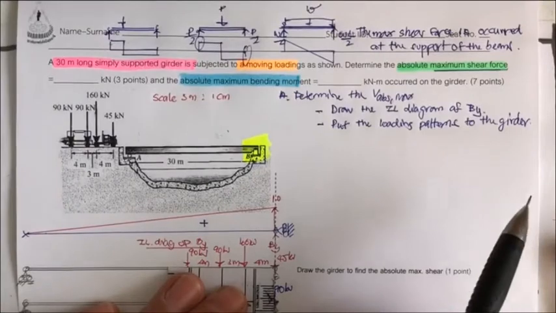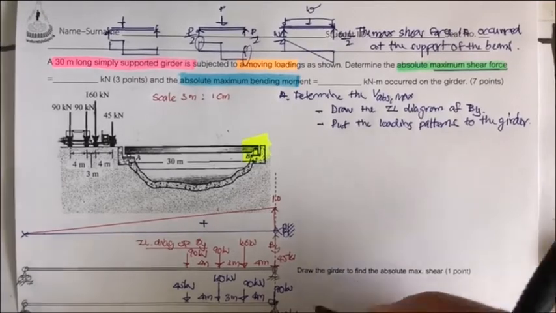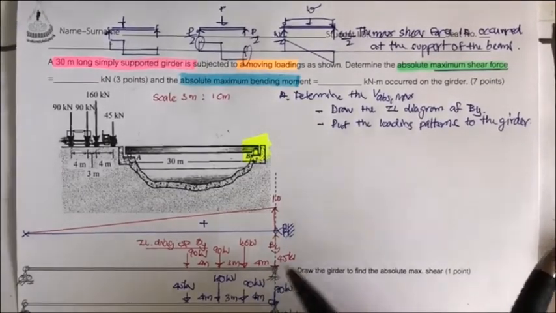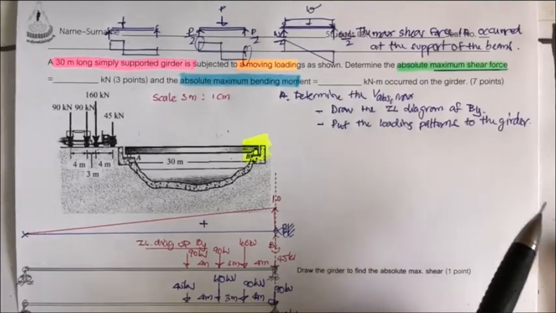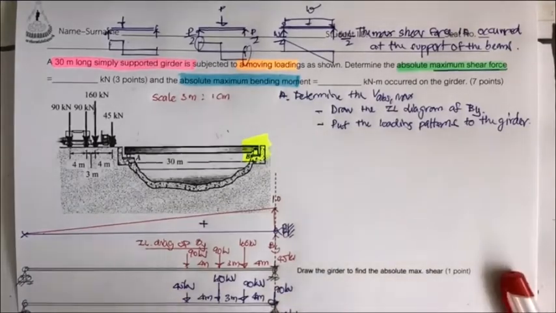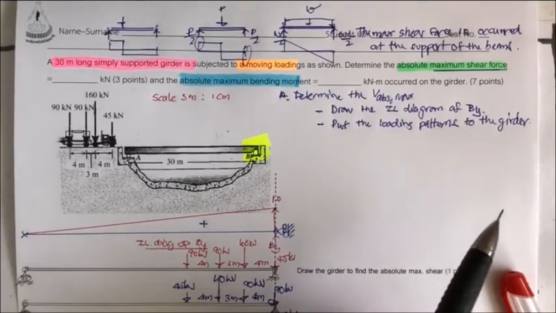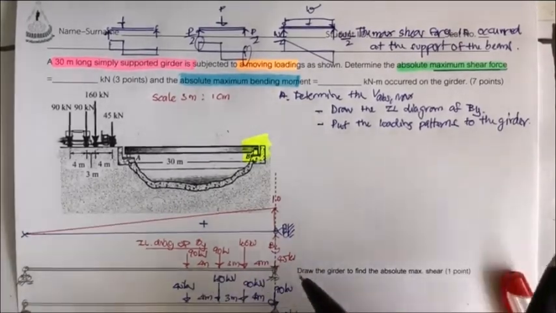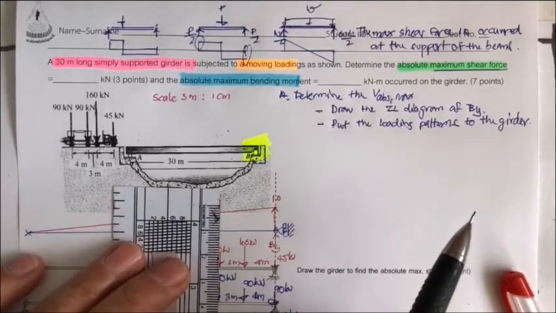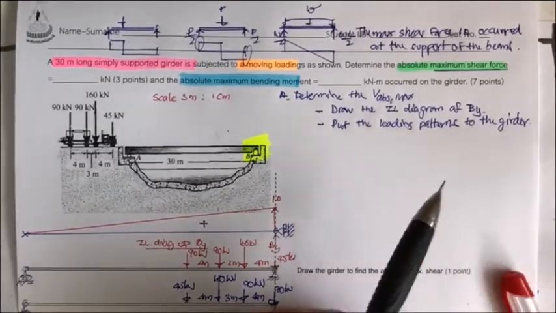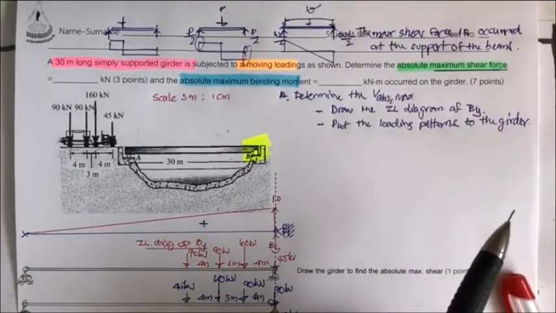Let me put this one here, 160 kilonewton. And then the 45 kilonewton is going to move out to this position. That is going to be 45 kilonewton. And then we have 3 meter, that is going to be 90 kilonewton. And we have 4, that is going to be about this. We have this one at 90 kilonewton, and then this is 4 meter and this is 3 meter.